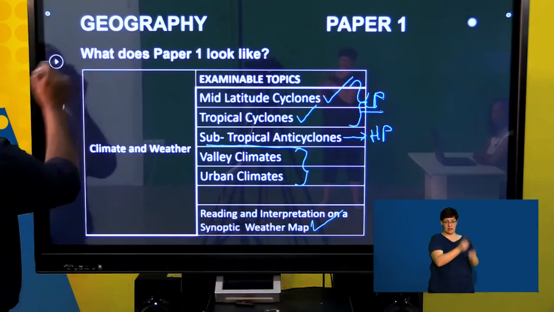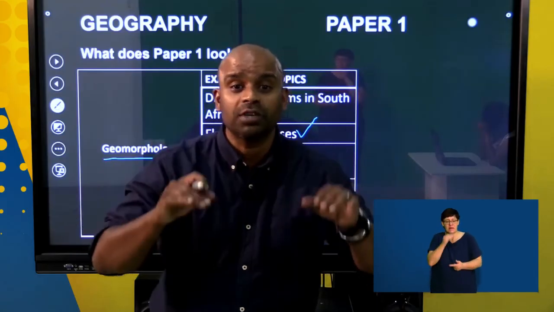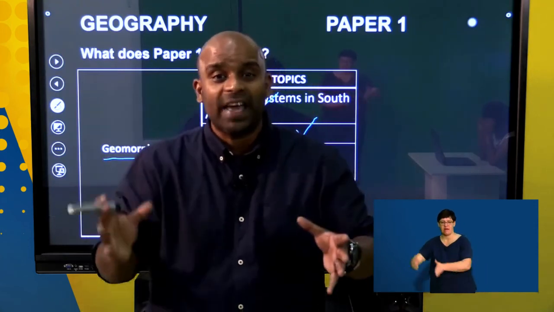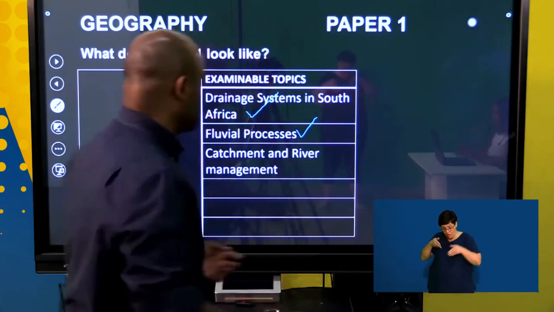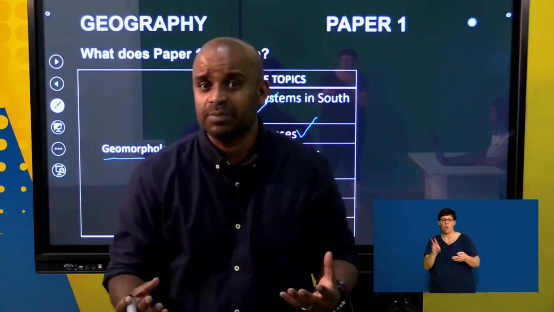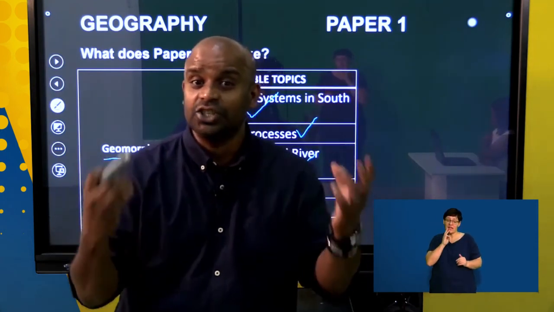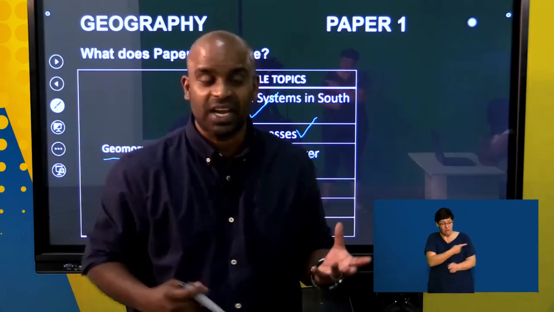Moving on to the next section, geomorphology. The geomorphology topics: drainage systems in South Africa, fluvial processes, and remember, fluvial processes refers to how the water flows in a river and what factors influence that flow, as well as catchment and river management. This is about how South Africa is managing all the river systems, the dams, the water transfer schemes, and are they able to provide good, healthy, clean drinking water to all the citizens of the country.